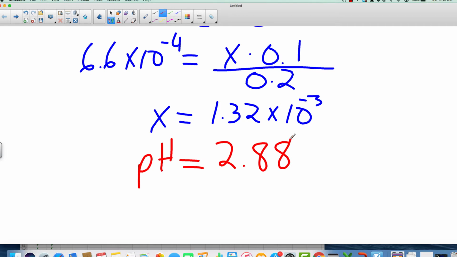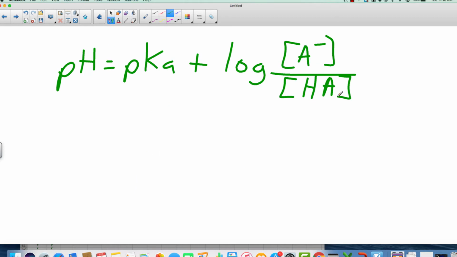So you can work buffer problems using this ice table, or you can use Henderson-Hasselbalch to solve this very same problem. So let's see what that looks like. Henderson-Hasselbalch is pH is equal to pKa plus log of the conjugate base over the acid. So let's just plug in the numbers that we got. So the pH, we don't know that. The pKa means the negative log of the Ka value. The Ka value was 6.6 times 10 to the negative fourth.